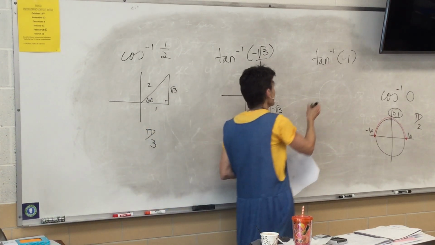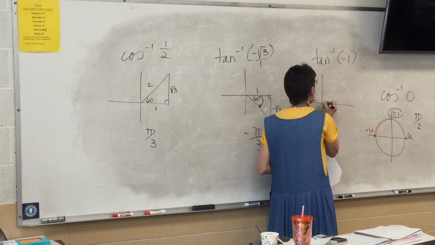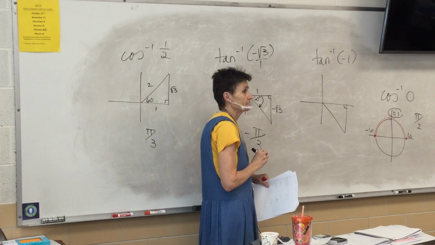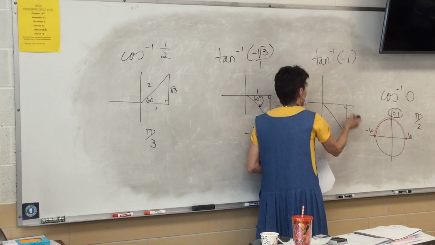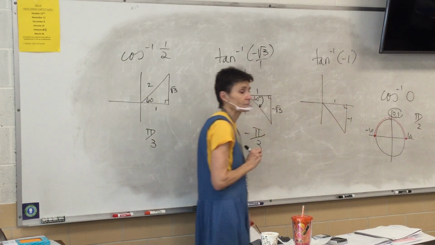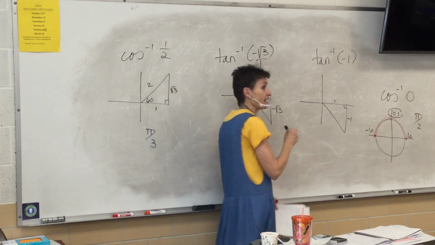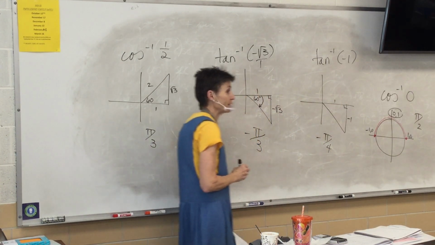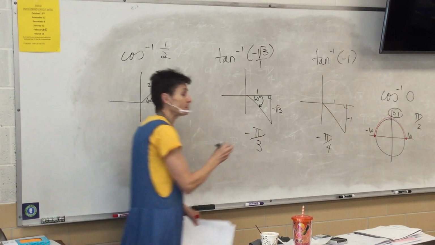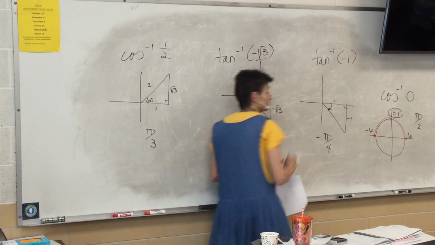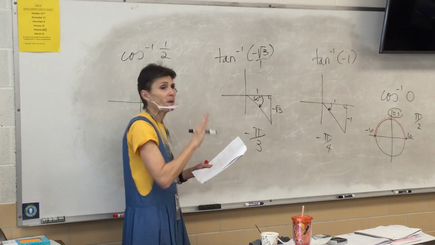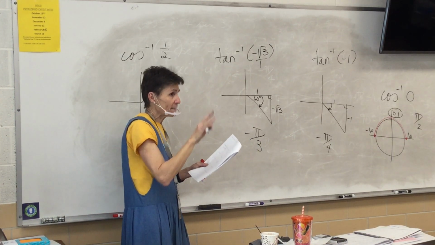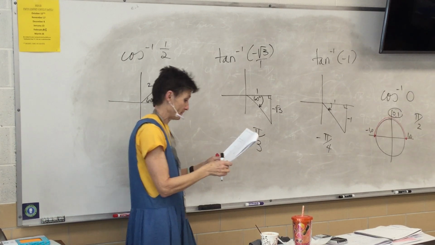So the tangent is -1. That happens again in quadrant 4, doesn't it? What's that angle? 45, which in radians is pi over 4, but it'll be negative because we're in quadrant 4. Every positive gets drawn in 1. But the negatives, you have to pay attention to what function you have.